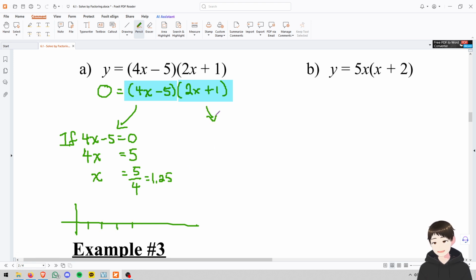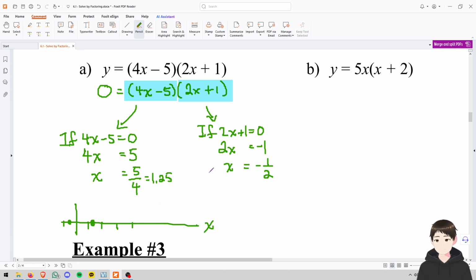Okay, same thing here. If 2x plus 1 equals a 0, I must isolate the 2x term. Subtract 1 from both sides. I must isolate the x itself. Divide by 2 on both sides. So I have 1.25 as my x-intercept, and I have negative half as my x-intercept. I don't know where the parabola direction is, but I do know it crosses the x-axis at these 2 points. That's it. That's pretty much it. That's 90% of this lesson.